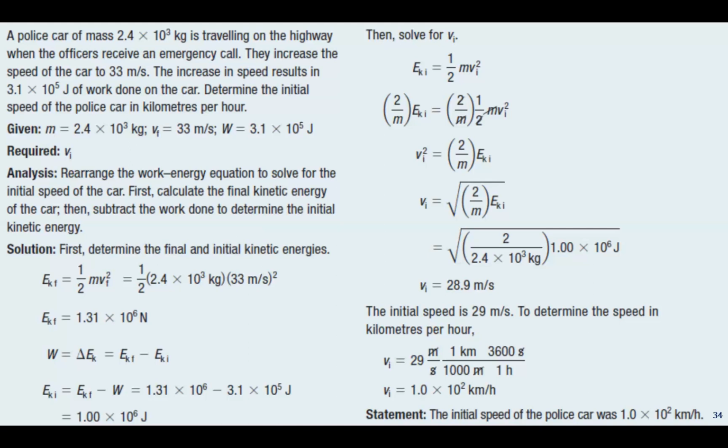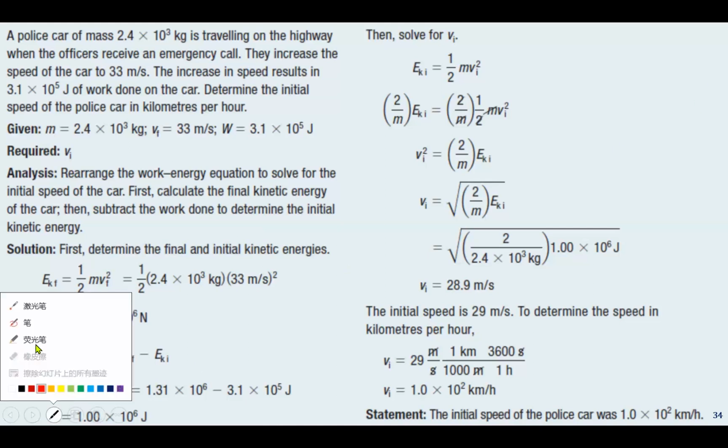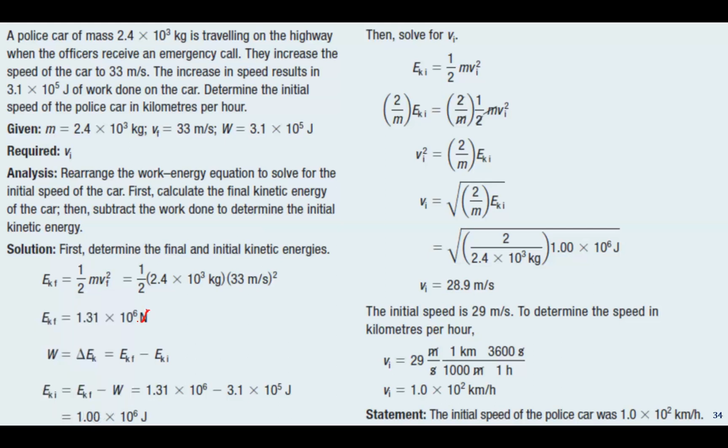Oh, sorry, this unit here is not newtons, but should be joules. Sorry for the typo here. And W equals delta Ek, which is the difference between Ekf and Eki, right? On the other hand, Eki is Ekf minus W, which is 1.31 times 10 raised to the power of 6 minus 3.1 times 10 raised to the power of 5 joules. Then Eki is 1 times 10 raised to the power of 6 joules.